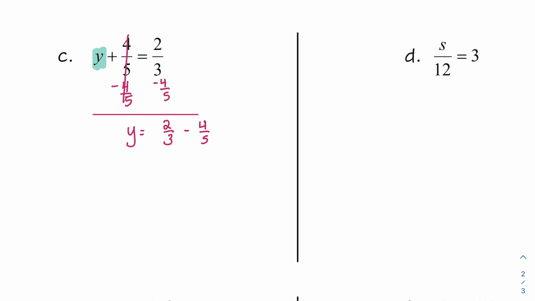So to subtract fractions, we have to find a common denominator. In this case, it is 15. I multiplied the denominator of 3 by 5 to get 15, so 2 times 5 is 10. I multiplied 5 times 3, so we have to multiply the numerator by 3, so that's 12. And then we subtract the numerators, so 10 minus 12 is negative 2 over 15.